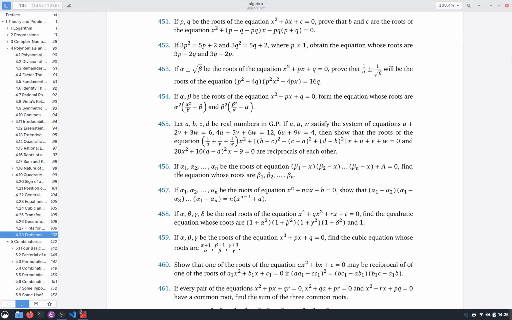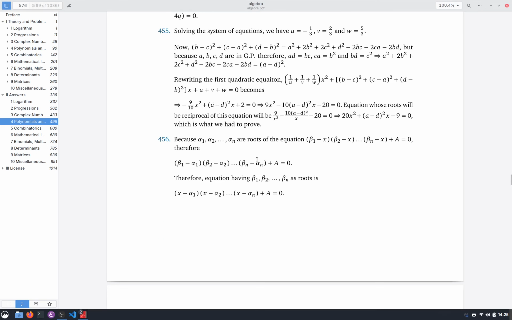Question 456 says that if alpha 1, alpha 2, up to alpha n be the roots of the equation (beta 1 minus x)(beta 2 minus x) up to (beta n minus x) plus a is equal to 0, find the equation whose roots are beta 1, beta 2 up to beta n. So because alpha 1, alpha 2 are the roots of this given equation, we substitute the values. We get (beta 1 minus alpha 1)(beta 2 minus alpha 2) up to (beta n minus alpha n) plus a is equal to 0.